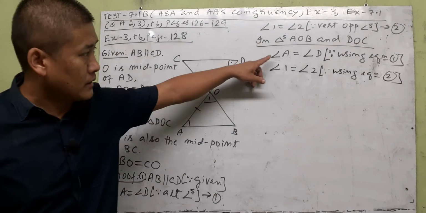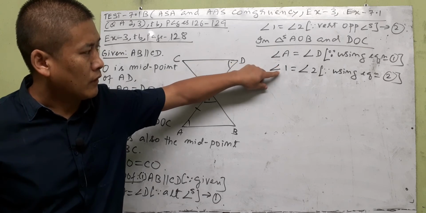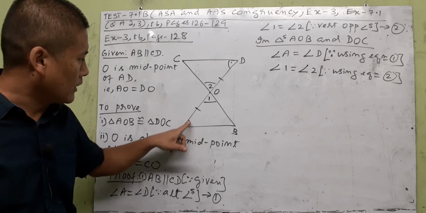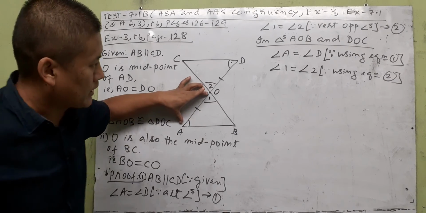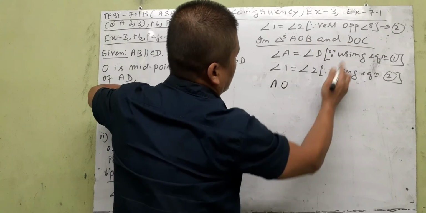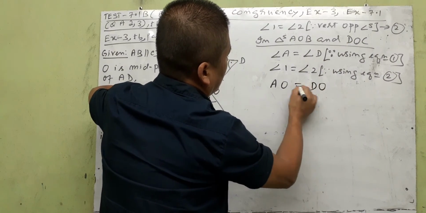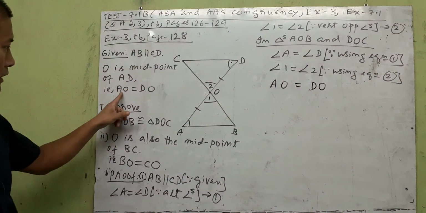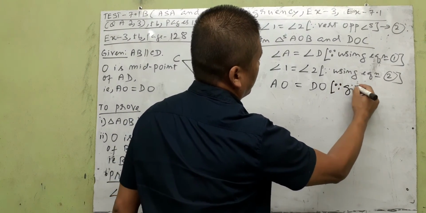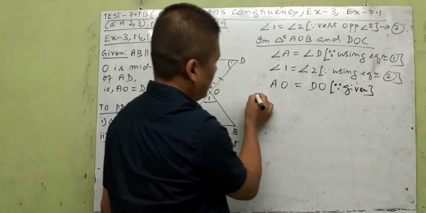Okay, now what is the side between these two angles, A and 1, in triangle AOB? Angle A and 1, between them is the AO side. Let us check whether these first two letters are equal to DO or not. I think they are equal. You see, it is already given AO equal to DO. So we write there, since given to us.